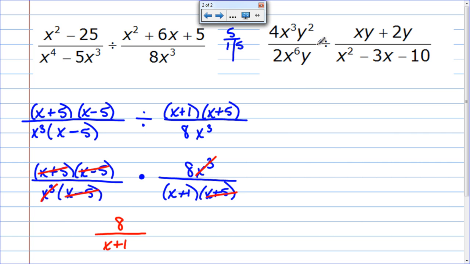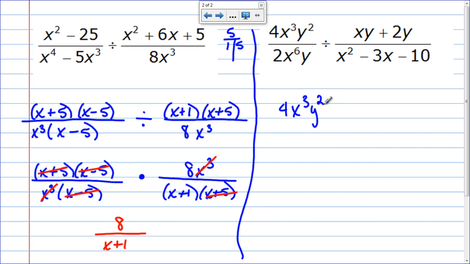We're going to factor first. I can't do anything with this first fraction. I'm going to draw a line here so we do not get confused. This right here doesn't factor. I have 4x cubed y squared, no common factor, nothing happening, and then 2x to the 6th y. We're going to leave that like it is, divided by.